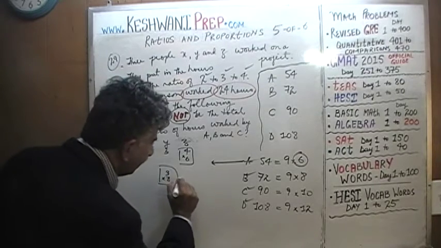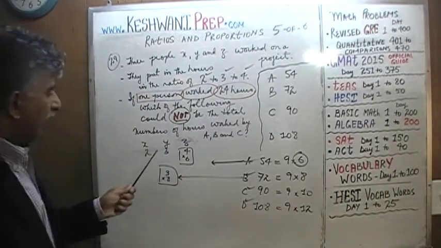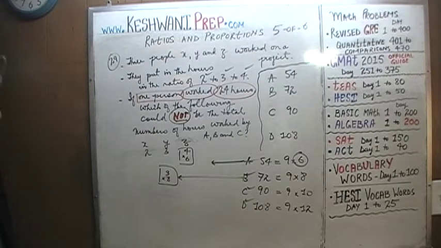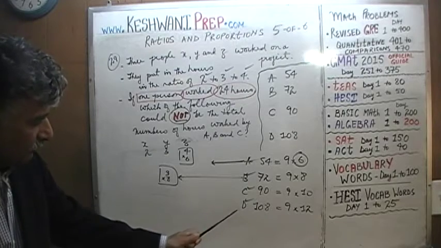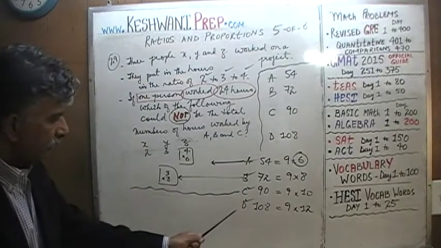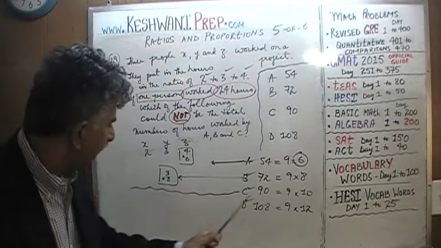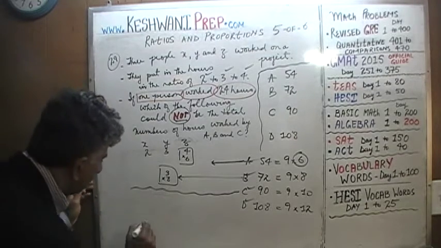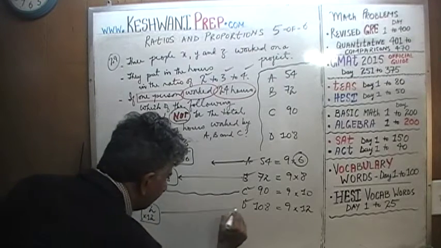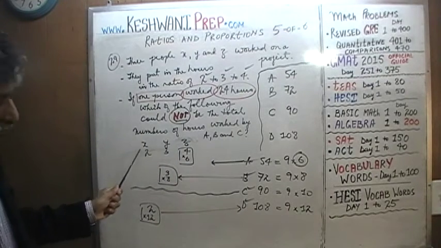In the second scenario, it is Mr. Y who worked 24 hours. What about answer choice D? We're not working with answer choice C right now, let's leave it alone. Answer choice D is times 12. Times 12 is 2 times 12. In answer choice D, it is Mr. X who worked 24 hours.